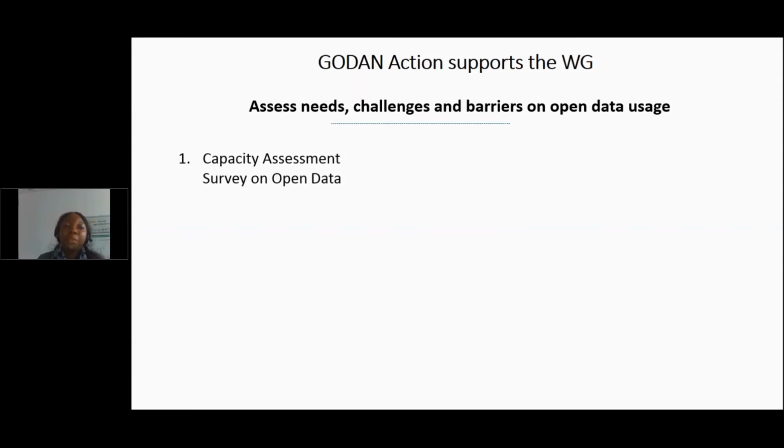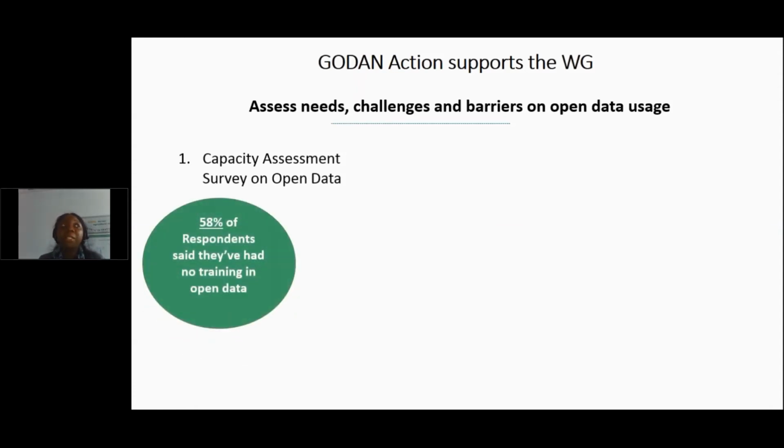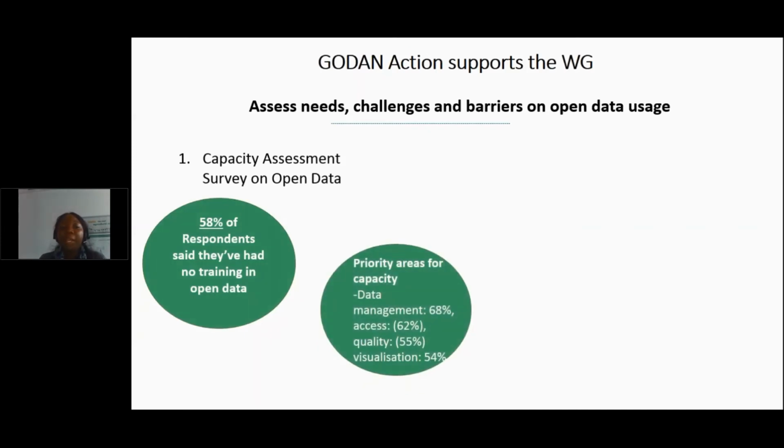So for example, we carried out a capacity assessment survey, which was sent out to the GODAN community, GODAN's members and partners, as well as the project partners. And some of you, I'm sure, probably participated in this assessment. And we got some interesting data out of it. For example, these two areas. For example, we had 58% of the respondents saying that they had not received any training on open data.